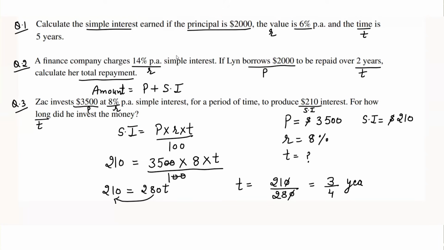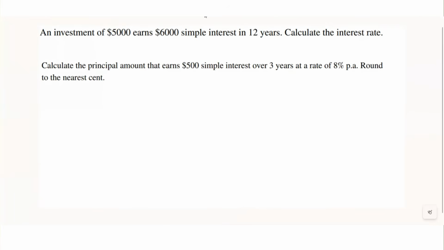Now 3 over 4 years, if I have to write in terms of months, it will be equal to 3 by 4 into 12, because in 1 year we have 12 months. Then we can simplify. So we'll get 9 months. So the time for any amount to be invested at a rate of 8% to get the simple interest of $210 is 9 months.